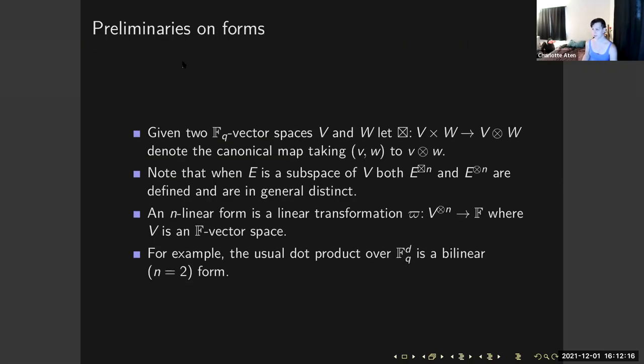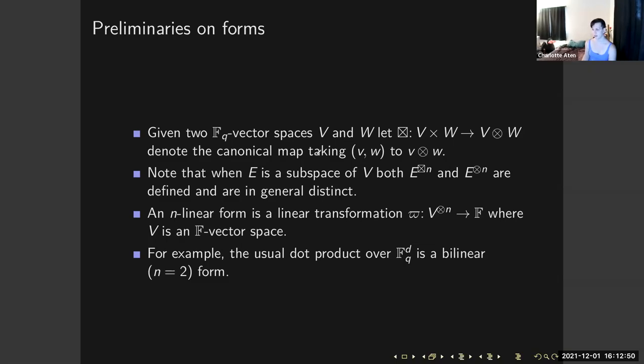So some preliminaries. First of all, given two vector spaces over F_q, and throughout everything is going to be a finite dimensional vector space, we're not doing any kind of functional analysis here. I'm going to use box times, the square with the cross in it, to indicate the canonical map that takes pairs of elements, one from V and one from W, and sends that pair to the corresponding tensor. So this is the canonical map that can be used to define the tensor product.